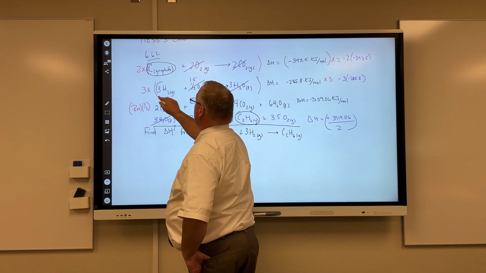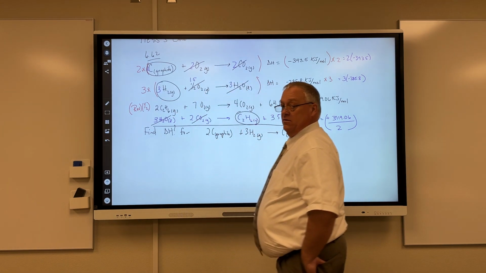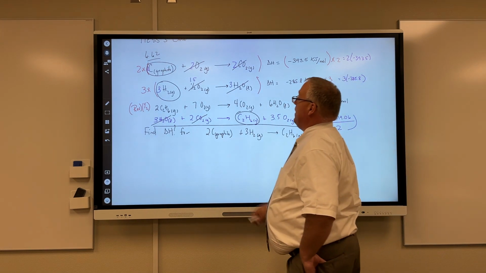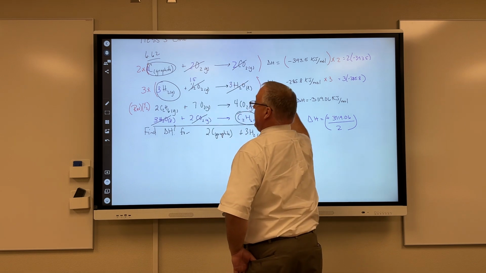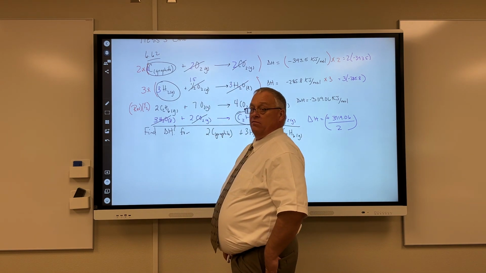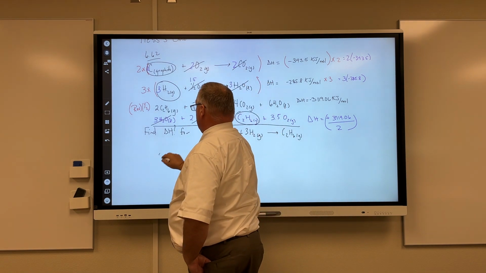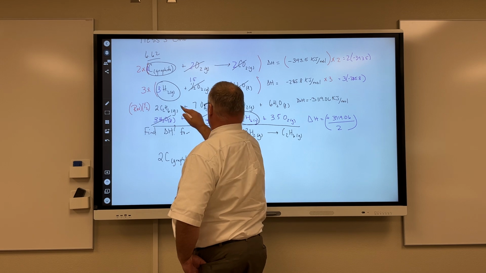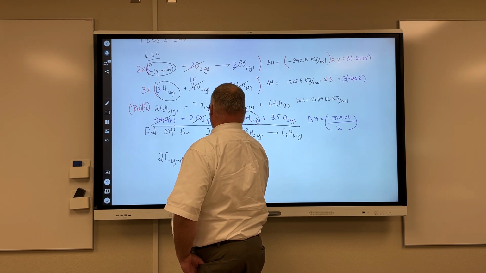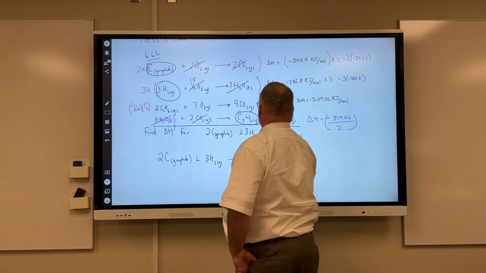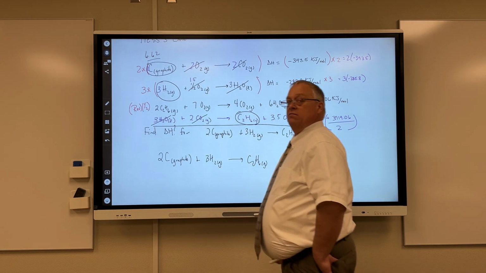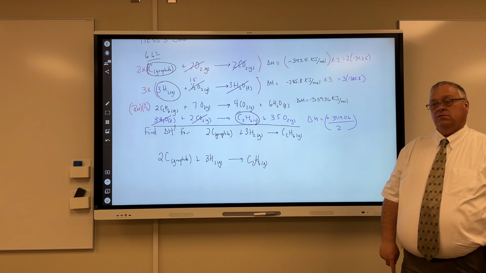And 3 H2s. You see what I'm doing? Is there anything else? No, we're ignoring this whole third line here because we rewrote it. So I have 2 carbons as graphite plus 3 hydrogen gases produces C2H6 gas. Is that the equation that I want to make?